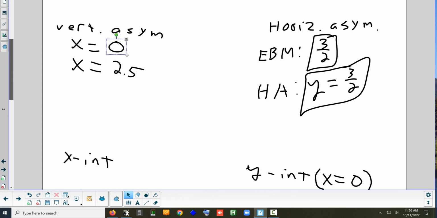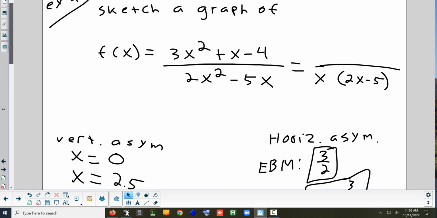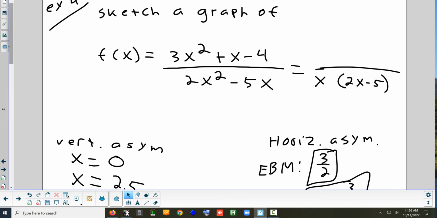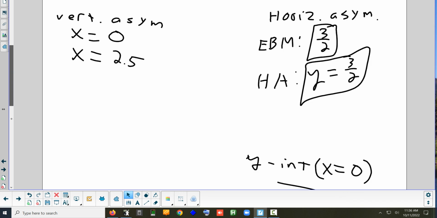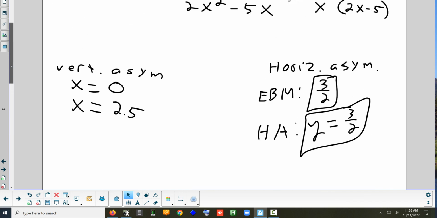I'm not going to worry about the x-intercept this time, although we could find it. The annoying thing is, to find the x-intercept, you have to set the numerator equal to 0, so I have to do quadratic form. I could do it, it's not impossible. It's just, for the amount of information it's going to give me and the amount of time it's going to take, I don't need it for this problem. That's everything then. Let's graph it.